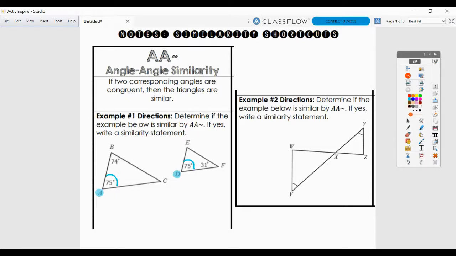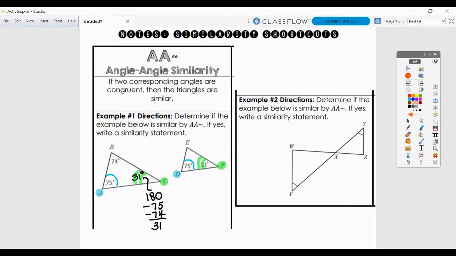Well, 74 and 31 do not match up, so we have to take a look at our other angles of C and E, and we can using what we know about triangles. Remember that in this triangle ABC, all the angles must add up to 180. I have two of them, I'm missing one, so I subtract the two I know from 180. 180 minus 75 minus 74 gives us 31 degrees. So that is going to be my angle there of 31 degrees. Well, that does indeed match up with angle F, which is 31 degrees as well.